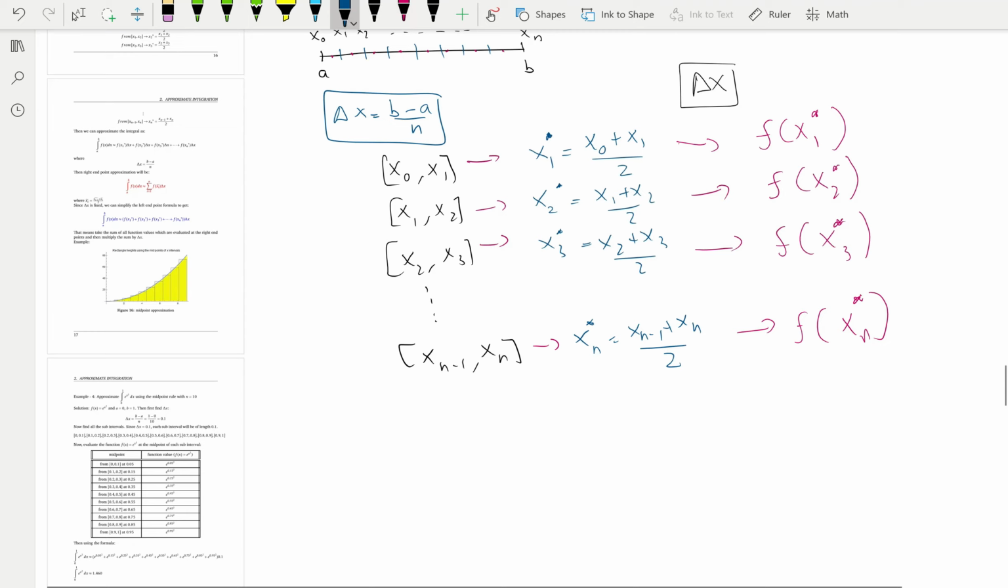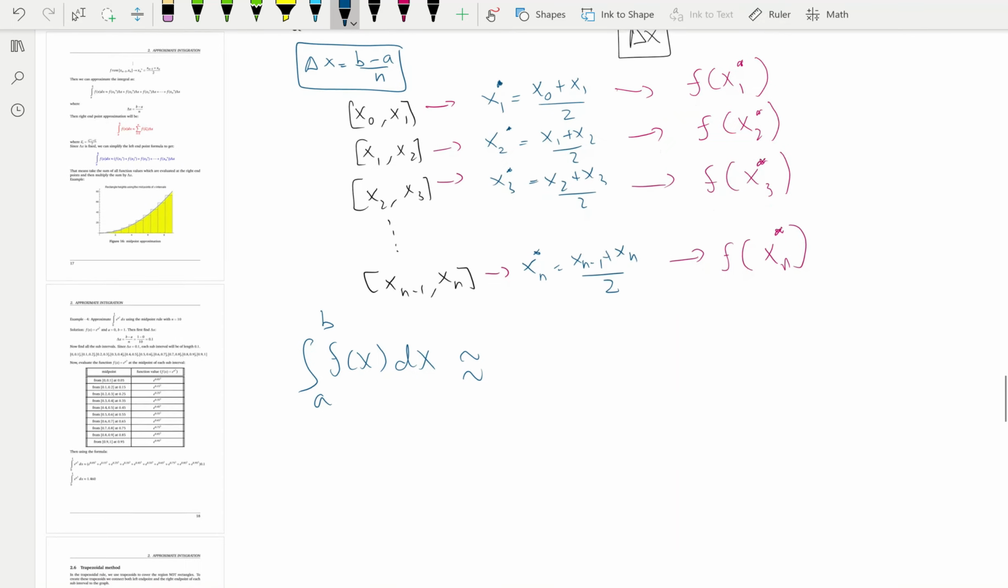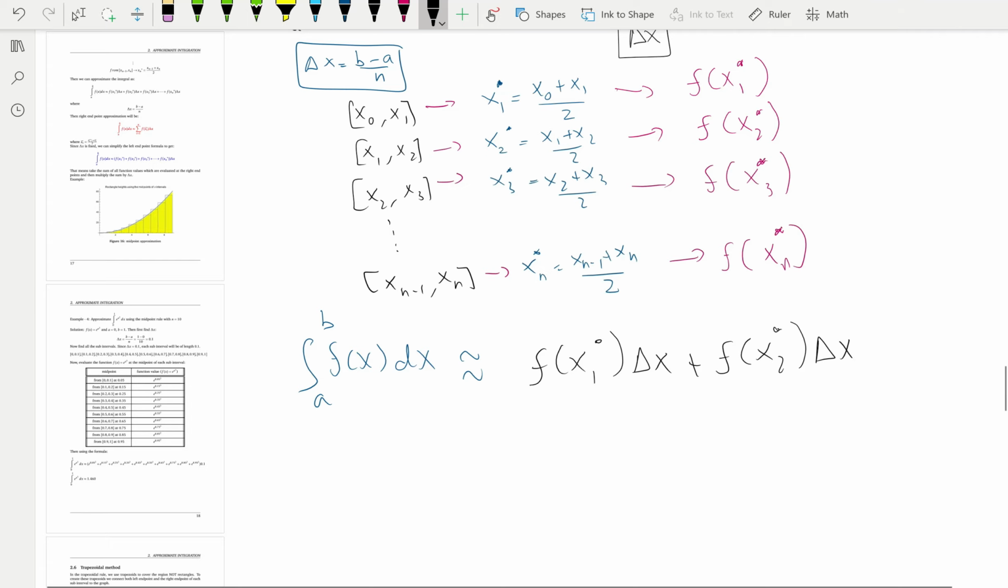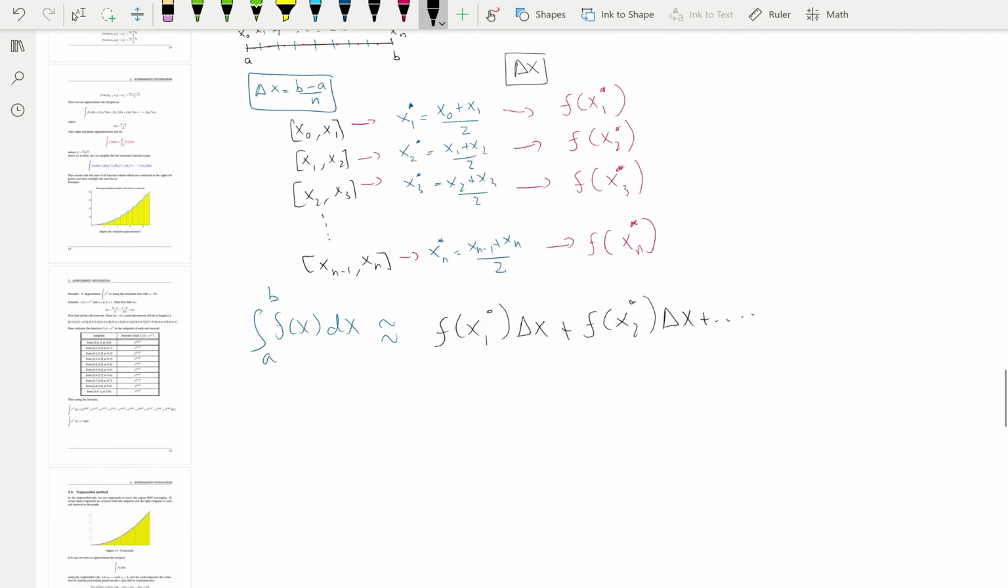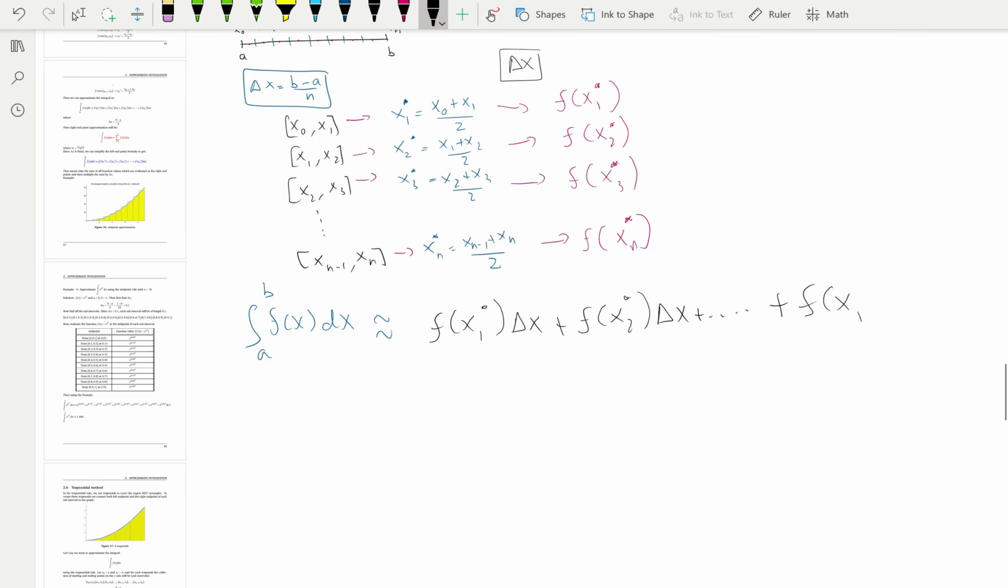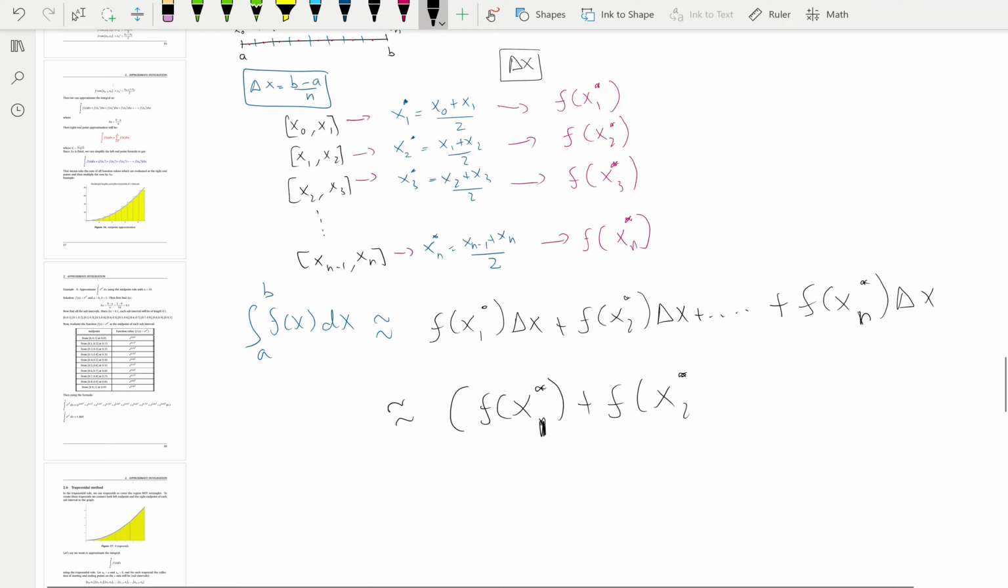Now then, what is the formula? To approximate the integral using the midpoint rule, let's find the area of each rectangle. The area of the first rectangle is the first height times the width, plus the second height times the width, and this goes on, and the final rectangle is the final height times the width. The width is common, so we can factor it out.